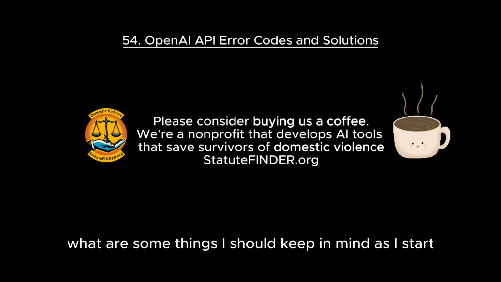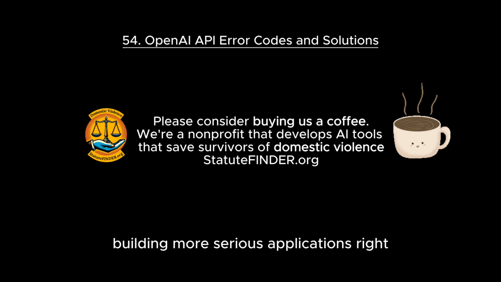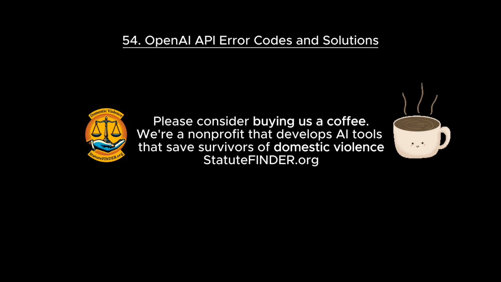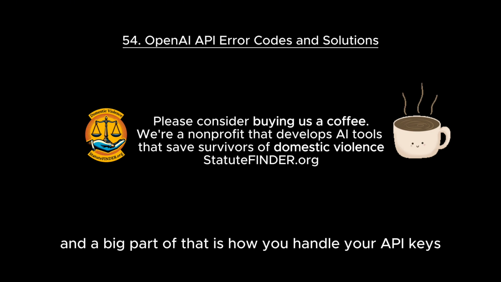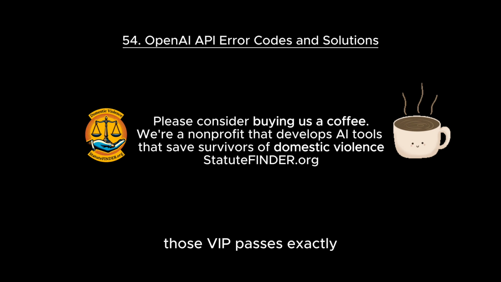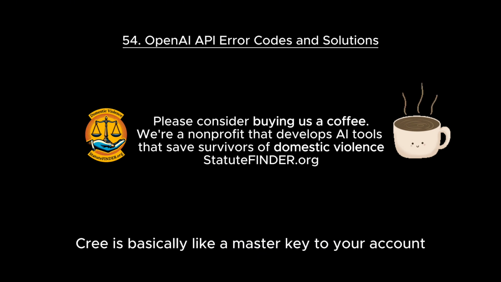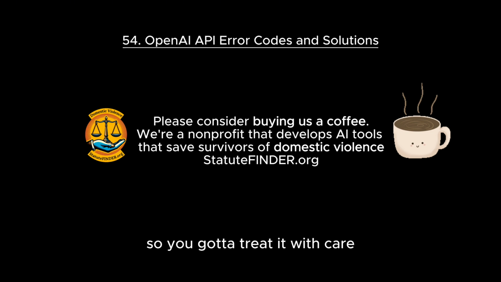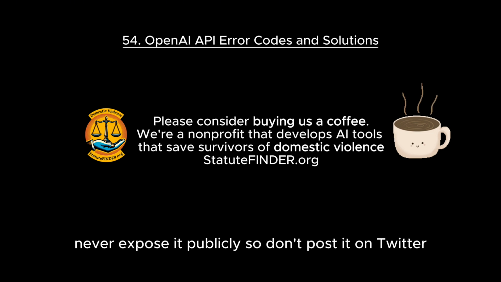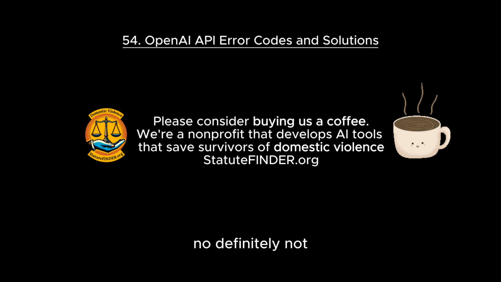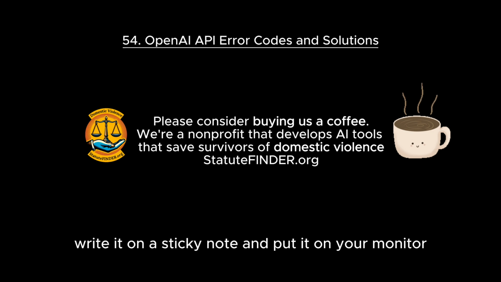Okay, cool. Now, what about security? Like, what are some things I should keep in mind as I start building more serious applications? Right. Security is super important. And a big part of that is how you handle your API keys. Those VIP passes. Exactly. Your API key is basically like a master key to your account. So you've got to treat it with care, never expose it publicly. So don't post it on Twitter. No, definitely not. Don't write it on a sticky note and put it on your monitor.